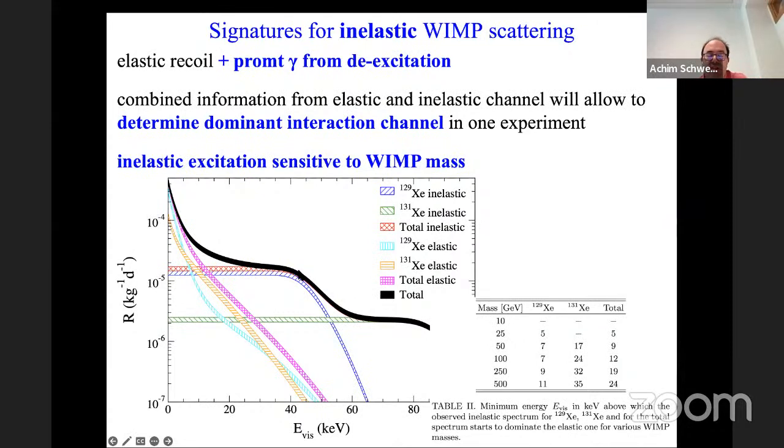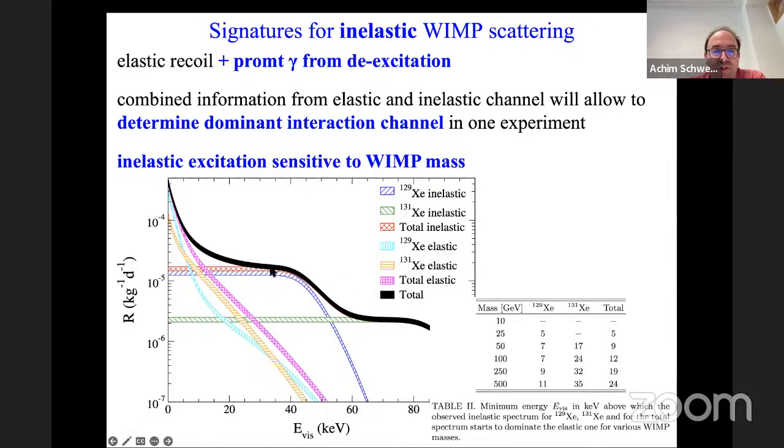So if you were able to see something like this, it's very interesting, because from the relative size of these bumps, you can learn something about what's the dominant interaction channel, whether this is actually spin-dependent WIMP inelastic scattering or spin-dependent WIMP inelastic scattering. And then also, if the WIMP mass is too low, then even though the momentum transfer is maybe 100 MeV or so, because of the smaller reduced mass, you cannot open these two inelastic channels at all.